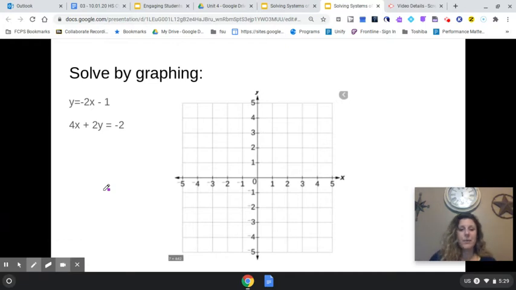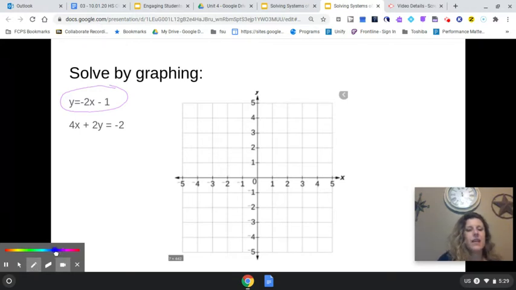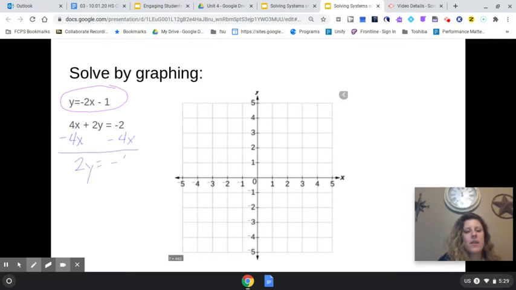The next example, again, we're going to graph. So the first equation is already in slope-intercept form, but the second one is not. So let's go ahead and transform that. Let's subtract 4x from both sides. And we get 2y is equal to negative 4x minus 2. We're going to divide both sides by 2. So we get y equals negative 2x minus 1.